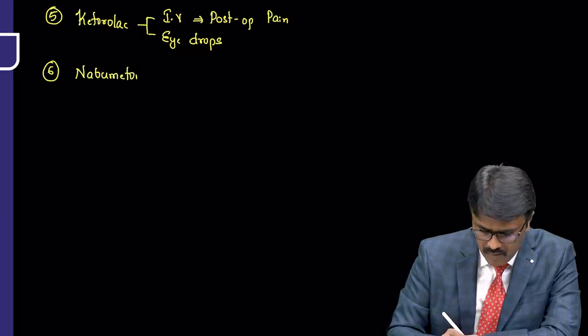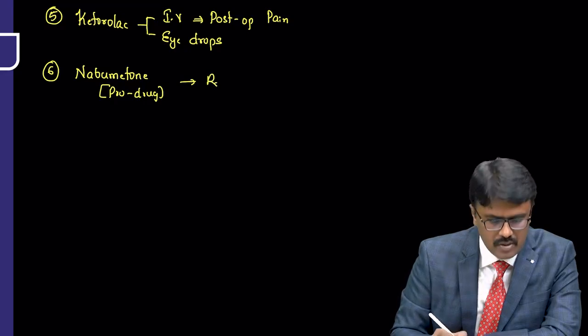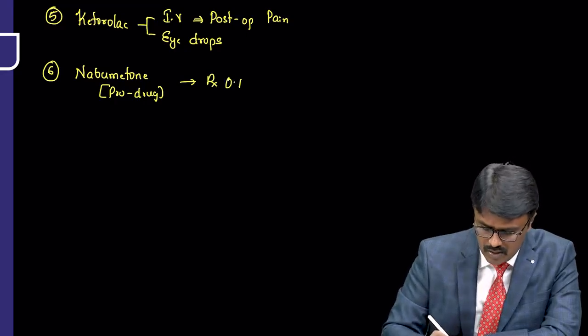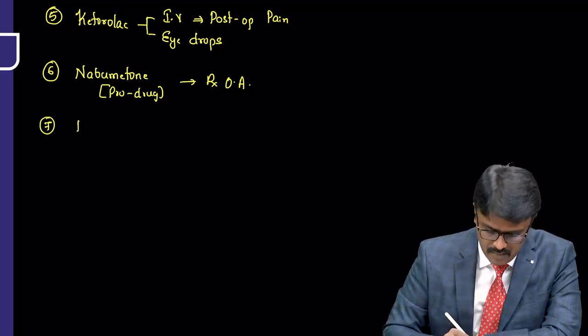So nabumetone is a prodrug, and it is usually given to treat a condition called osteoarthritis. The 7th drug is a drug by the name piroxicam.